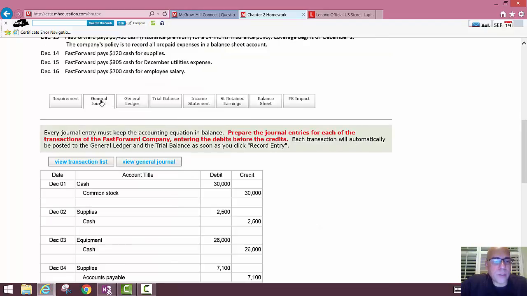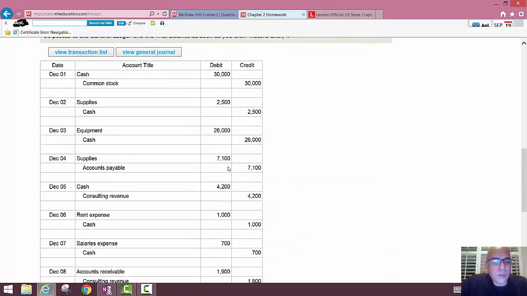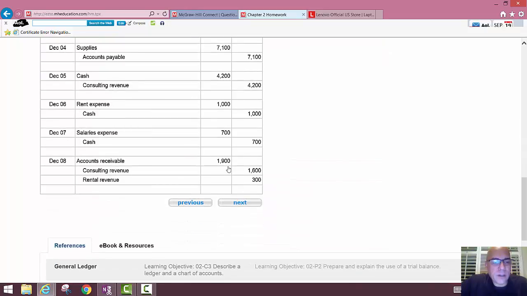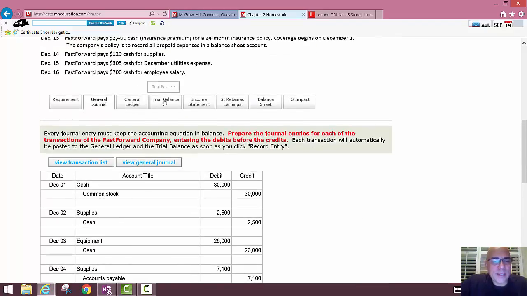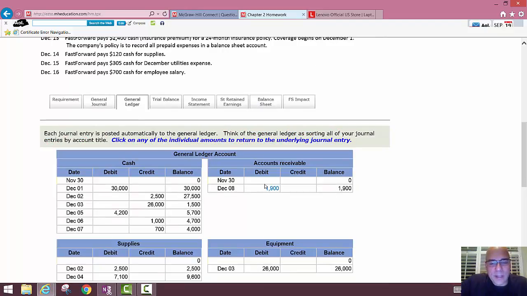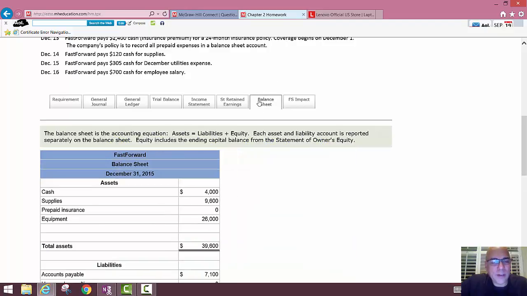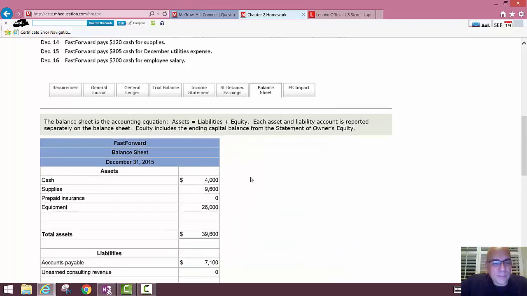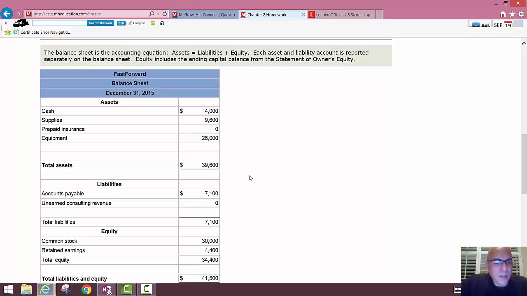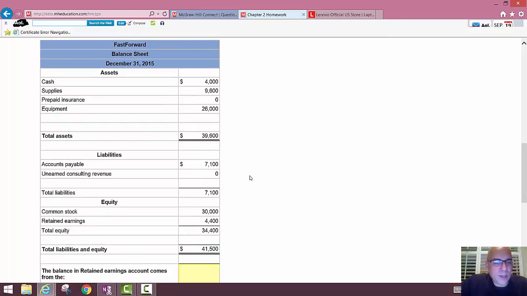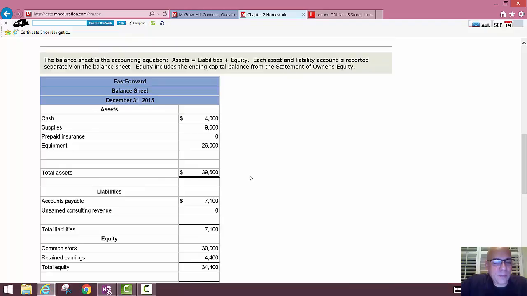So let's go back to the general journal. Let's look at that transaction again. Debit accounts receivable 1,900. Okay. Let's take a look at the general ledger. There's my accounts receivable, 1,900. Let's look at the balance sheet. Maybe it's a little late here and I'm missing it. Okay. Well, dear McGraw-Hill, you're not doing this right. Did I not hit accounts receivable?